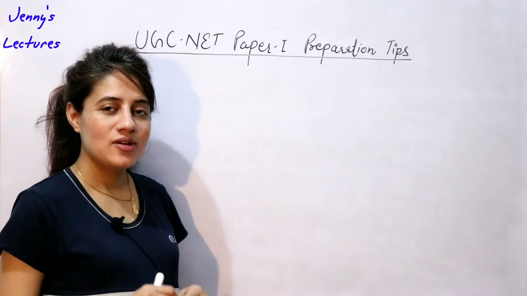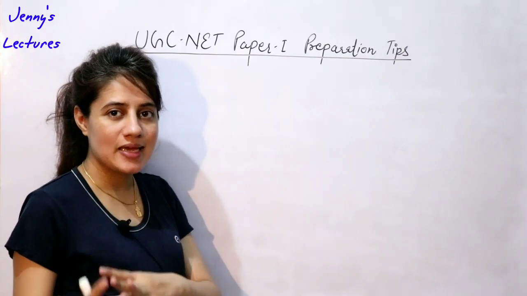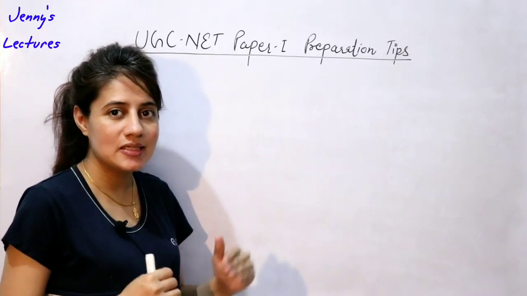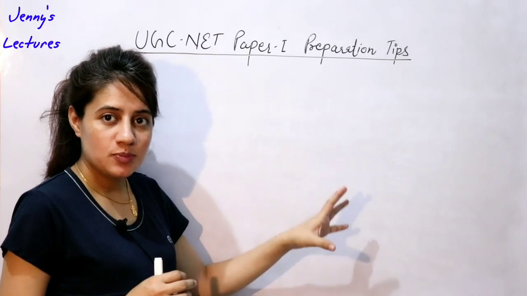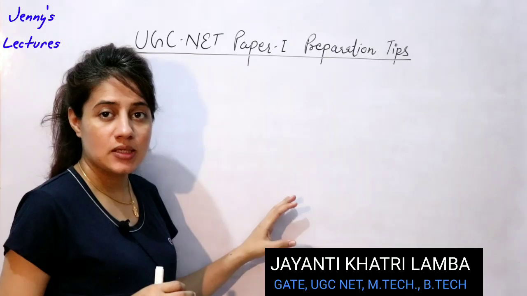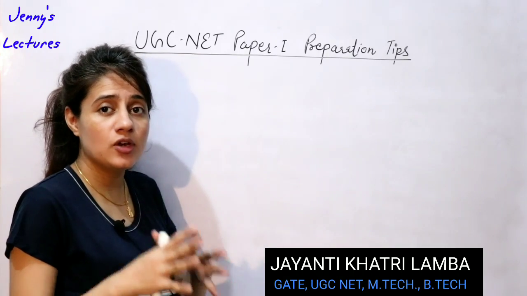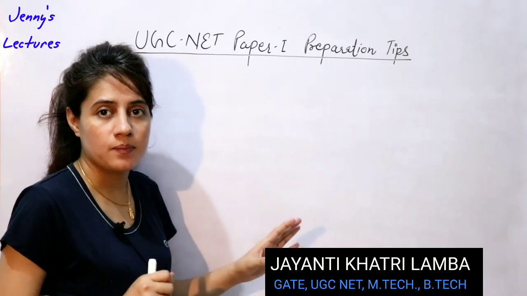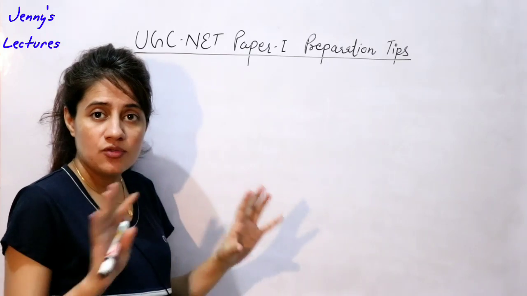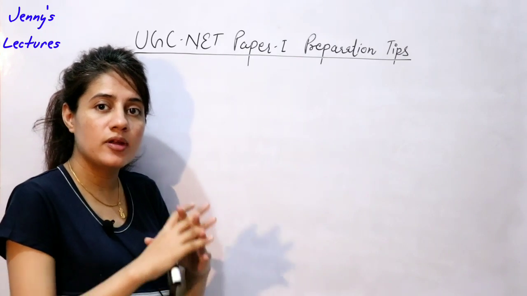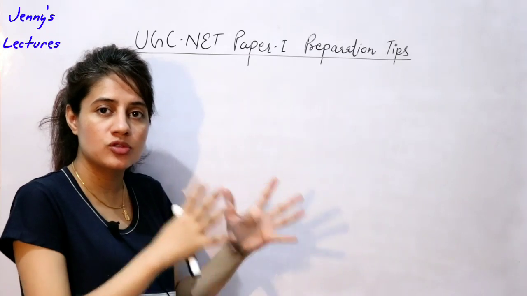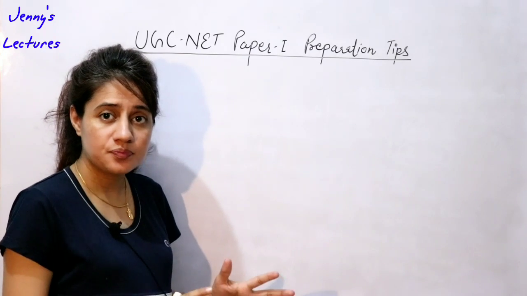So in this series on preparation for the UGC NET exam, in the previous video we have already discussed how to prepare for paper 2, right? That was subject specific. For computer science I have already discussed. Now in this video we are going to discuss how to prepare for paper 1. This paper 1 is a general paper. It is not subject oriented. It would be the same for every student who is going to sit in that exam, right?